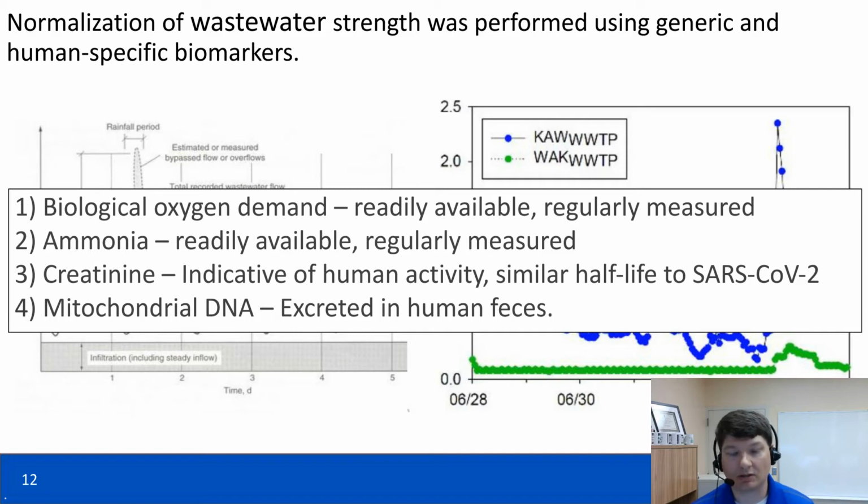However, creatinine is excreted in urine, and so that's a bit different than the SARS-CoV-2 virus, which is excreted in feces. So we also monitored mitochondrial DNA. And again, the idea for selecting that was that it is excreted in human feces. Now, the much more popular, common method for normalization is the pepper mild mottle virus, or PMMoV, which is an RNA-based virus that's also excreted in human feces. And so we also now measure that, but in these earlier stages of the pandemic, we did a fairly large comparison of 4 different biomarkers to account for that variation in wastewater strength.